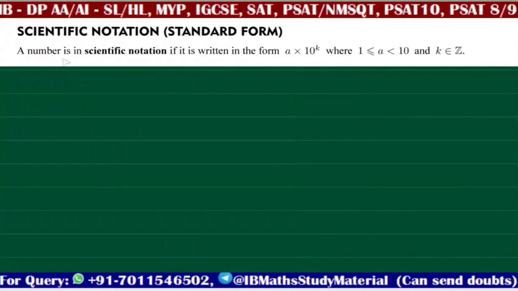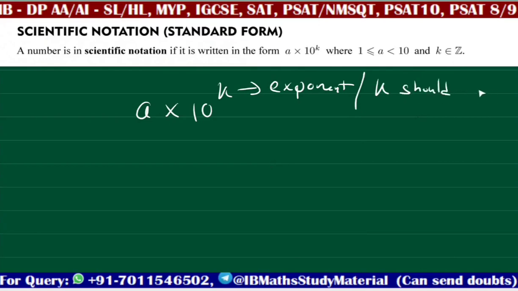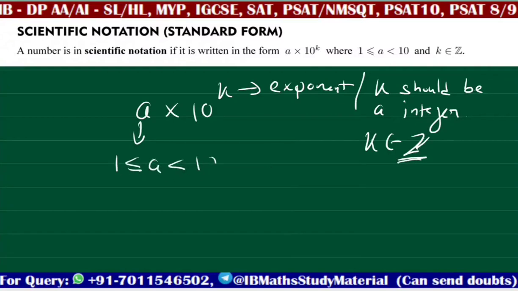Okay, so scientific notation or standard form. A number is in scientific form if it is written in the form a times 10 raised to the power k. Here k is the exponent, and the condition for k is that k should be an integer, or we can say k belongs to the set of integers. This is the symbol for integers. The condition for a is that a must be greater than or equal to 1 and strictly less than 10.